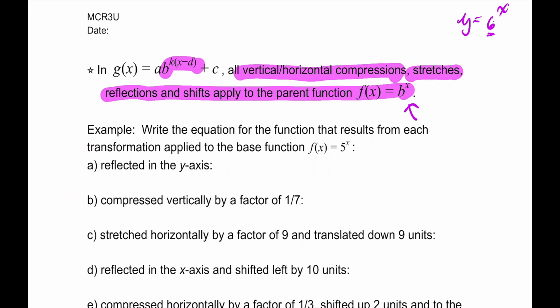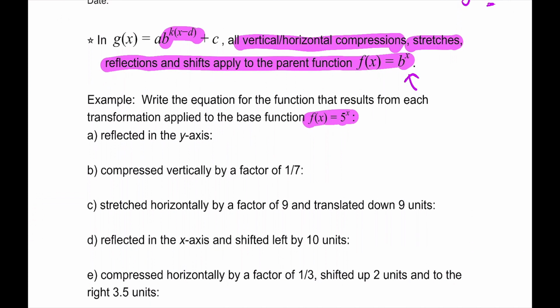So let's go through an example where we write the equation. So here's a parent function, f of x equals 5 to the power of x, that results in each of the transformations applied to this. I like to read what the transformation is, understand what attribute I'm focusing on, and then what the value of that attribute might be, and then write the equation for that. So here, when it's reflected in the y-axis, that means it's horizontally reflected. That implies that k must be negative, and since we're not given a stretch or compression factor, we're just going to assume that k is negative 1.